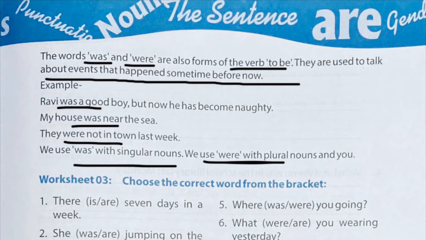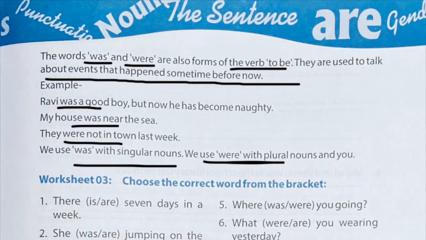Please underline this line, that was, were is used to talk about the events, to talk about the actions that happened some time before now, जो अब से पहले हो चुके हैं, some time before now, from today, they happened before some time. Okay, now, for example, Ravi was a good boy but now he has become naughty. Ravi अच्छा लड़का था, now he has become mischievous, he has become naughty.